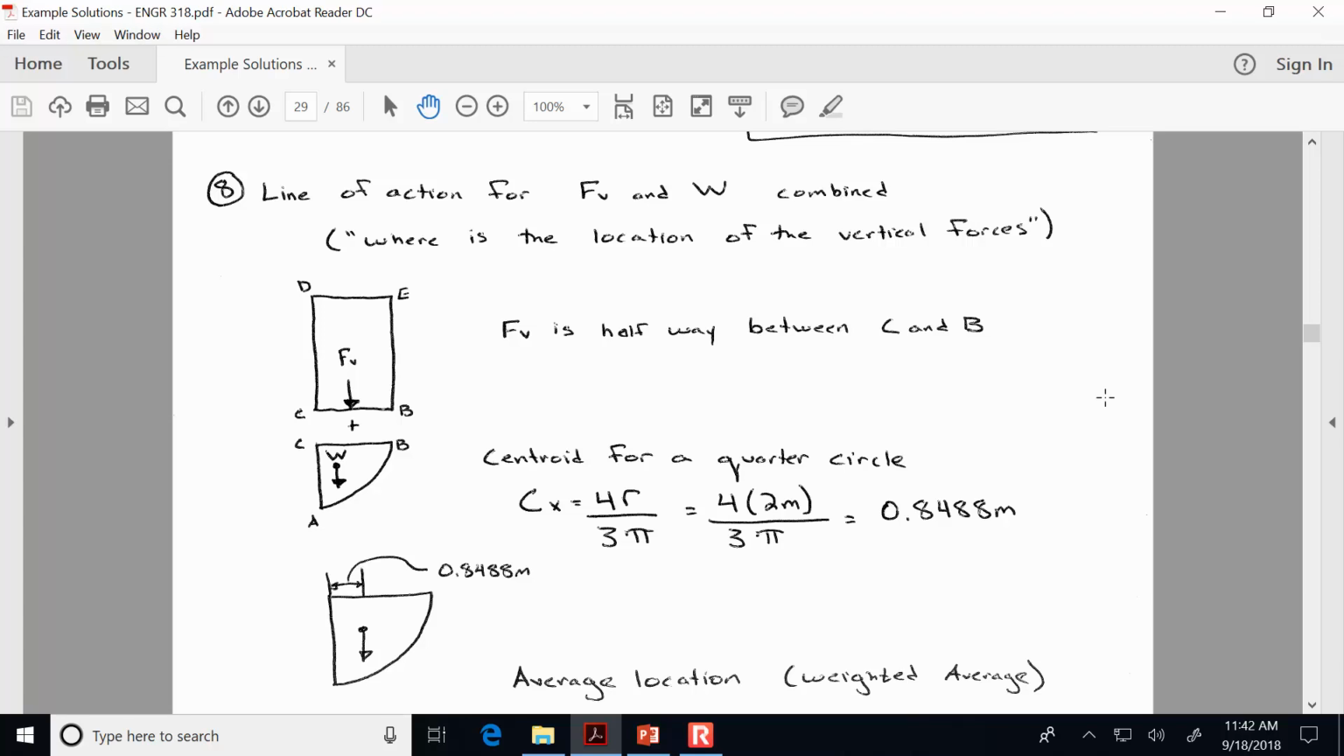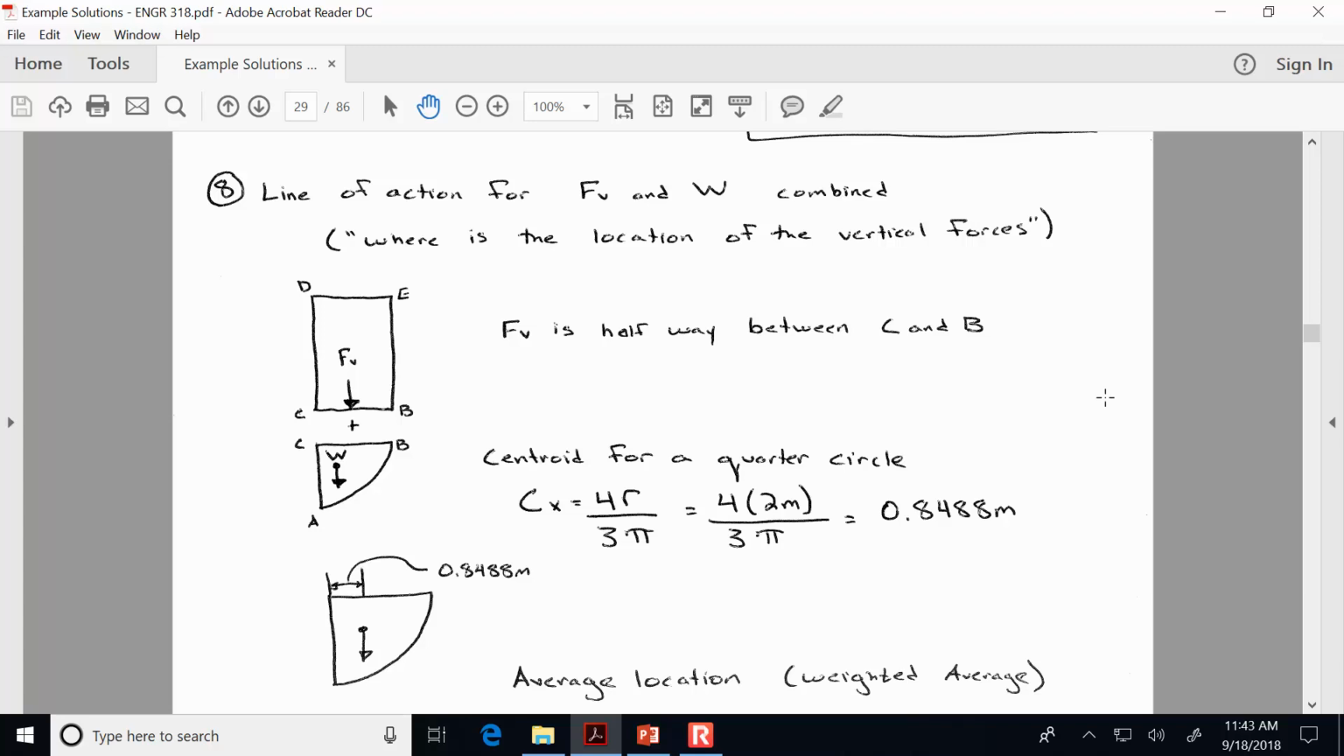And so if the overall r dimension is 2 meters, and we're missing some area off the right side, then that force is going to be closer to the left side than it is to the right side. So just a reality check: you'll always want to make sure that this is matching reasonableness. Since this is less than 1, that seems to match what our expectations would be.